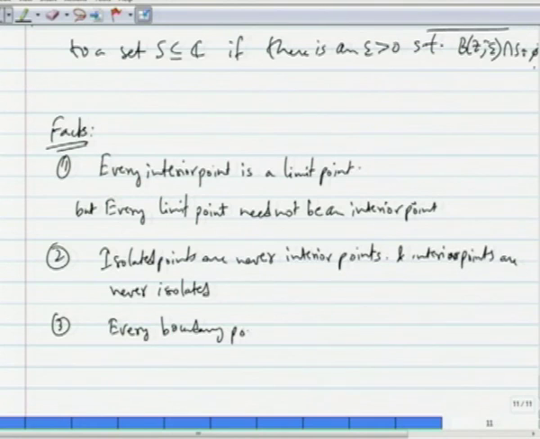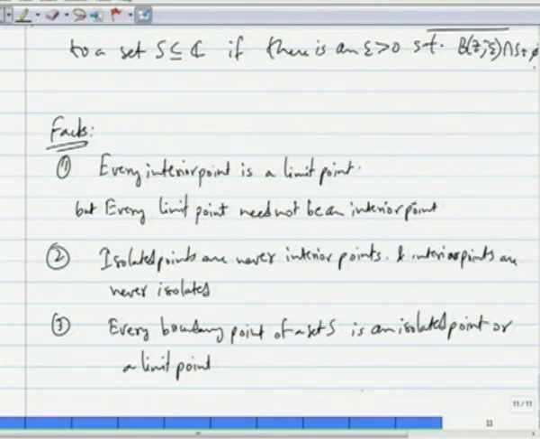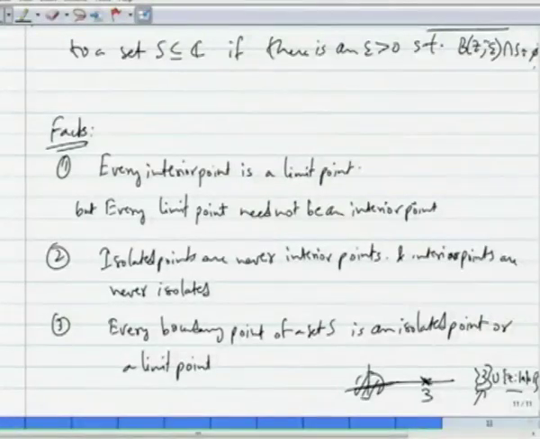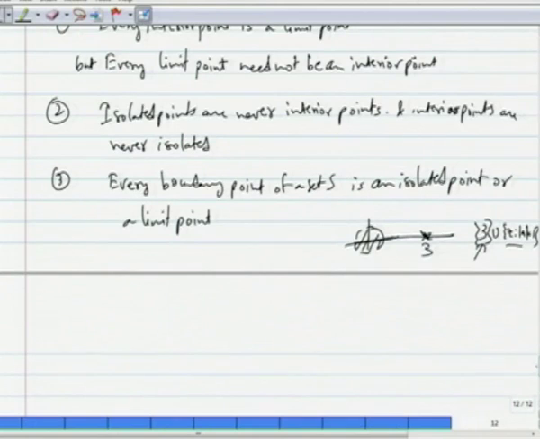So, show this fact: every boundary point of a set S is either an isolated point or a limit point. For example, if you take the open unit disk union some point, let us say 3, then 3 is a boundary point. The boundary of this set is going to be 3 union the set of all Z such that mod Z is equal to 1. So, the boundary here is 3 and then the unit circle. So, the boundary can have isolated points, and then there are other points with mod Z equal to 1, and every point with mod Z equal to 1 is a limit point of this set S. So, boundary points are either isolated points or limit points.